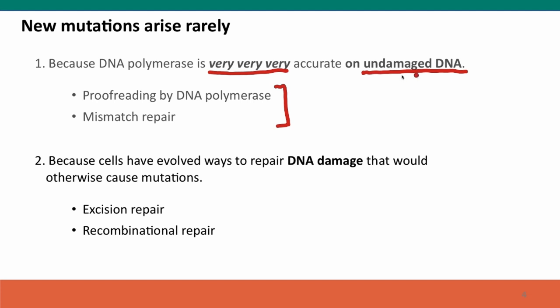But DNA also can get damaged, and we'll talk more about this later. Cells have evolved ways to repair DNA damage because otherwise this DNA damage would cause mutations. And the two processes, which we're not going to talk about at all, I just want to give you the names of them, are called excision repair, which cuts out damage, and recombination repair, which patches damage.